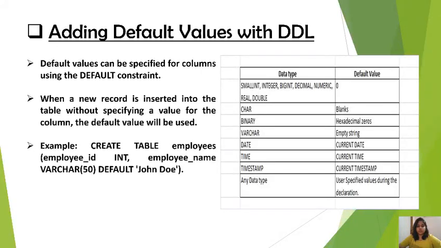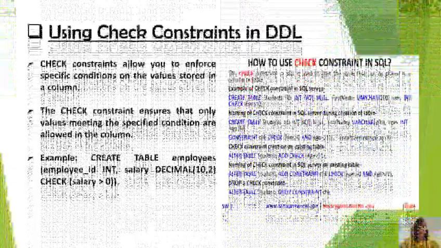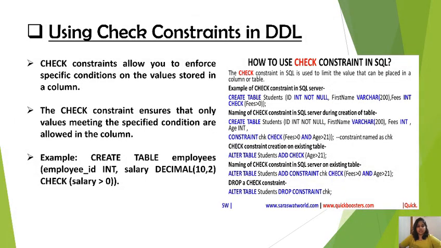adding default values with DDL. Default values can be specified for columns using default constraints. When a new record is inserted into a table without specifying a value for the column, the default value will be used. Using check constraints in DDL. Check constraints allow you to enforce a specific condition on the values stored in a column. The check constraint ensures that only values meeting the specified condition are allowed in the column. And on the right side in the image, there are steps on how to use check constraints in SQL.